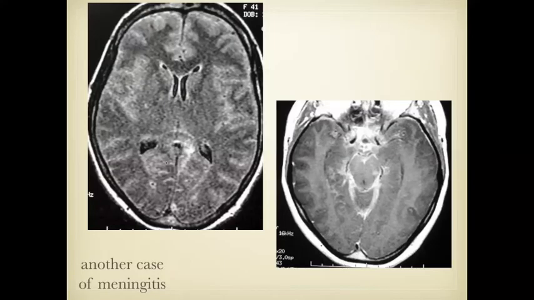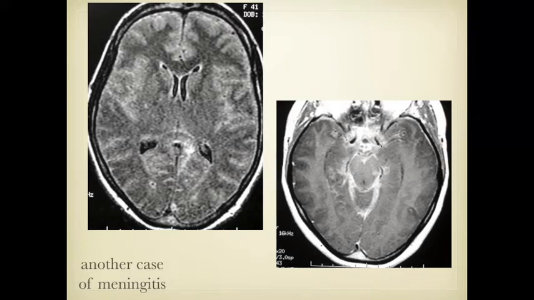Here's another case of meningitis. Again, diffuse lack of suppression of CSF here along the Sylvian fissure, cortical sulci. Notice that the ventricles stay dark even in meningitis. This is instructive, because it reminds us that the ventricles are actually upstream and the cortical sulci are downstream in the pattern of drainage of CSF. And so you would expect them to look different on FLAIR imaging.